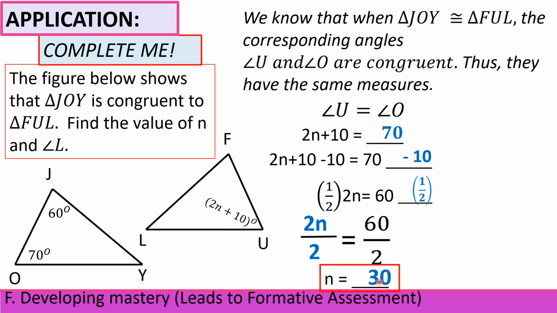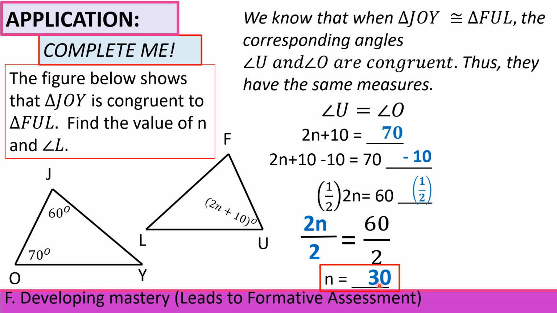So, paano natin malaman kung tama yan? So, if we are going to substitute that dito sa ating given. So, 2 times the value of n, which is 30, is 60. Plus 10, that is 70. Since angle U is 70 and that is congruent to angle O, which is also 70. So, ibig sabihin, tama ang value ng ating n.